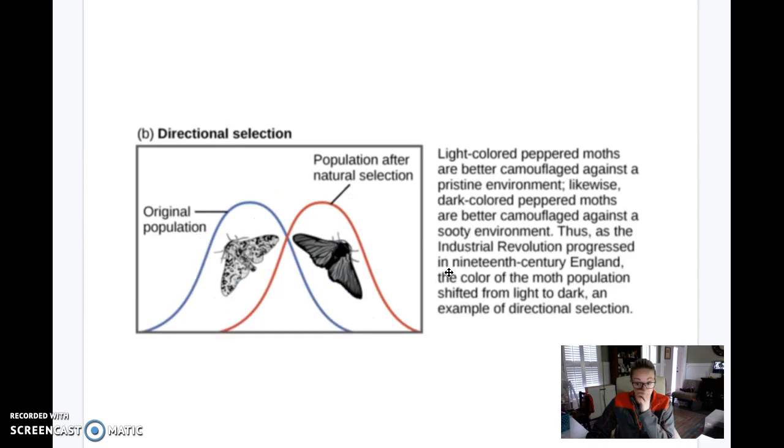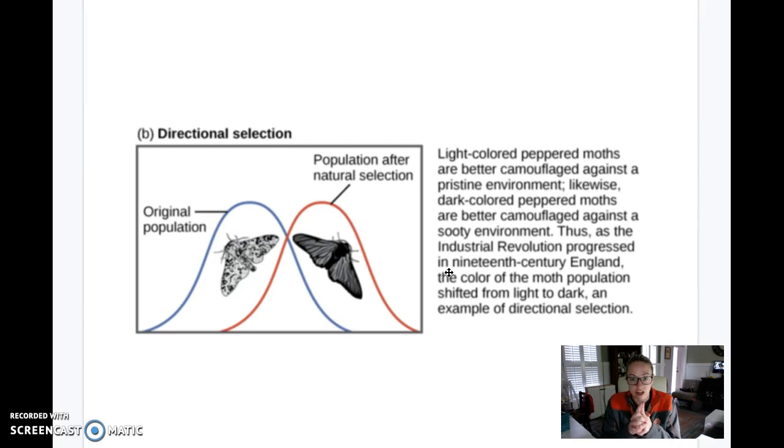So if I look at directional as my next one, again, the blue line is your original, and the red is after natural selection has occurred. Light-colored peppered moths are better camouflaged against a pristine environment. Likewise, dark peppered moths are better camouflaged against a sooty environment. Thus, as the Industrial Revolution progressed in 19th century England, the color of the moth population shifted from light to dark as an example of directional selection.